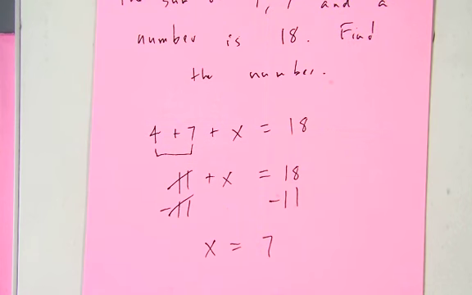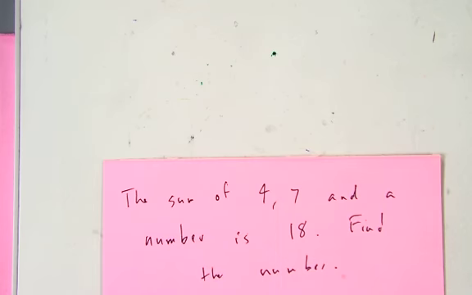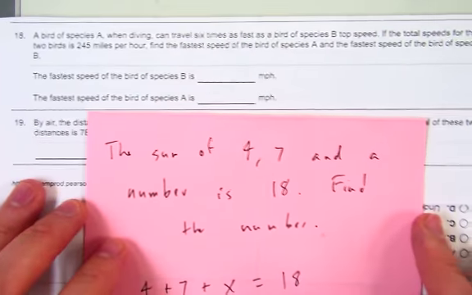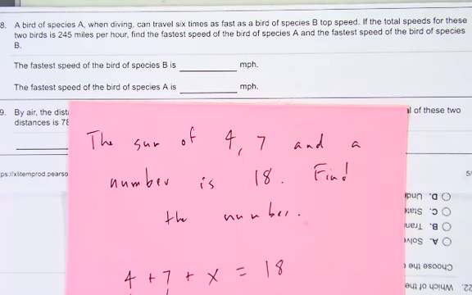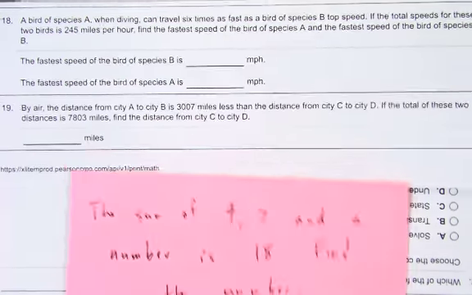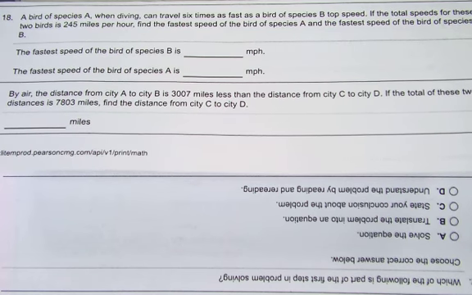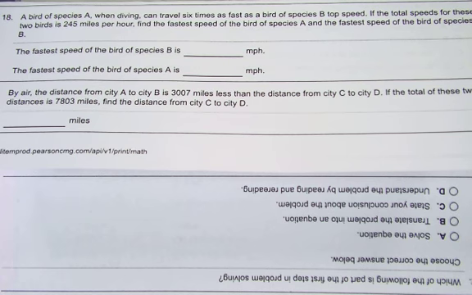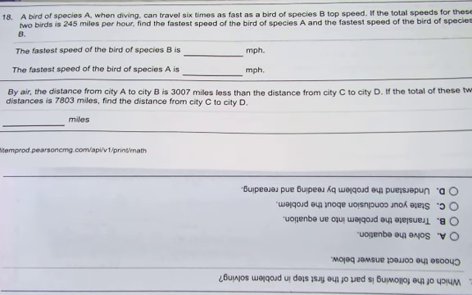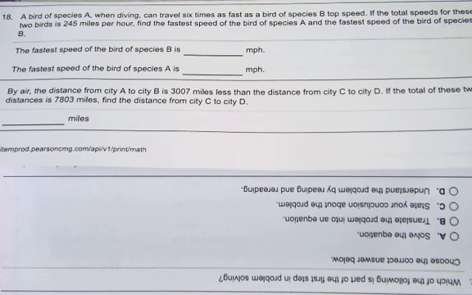So for these first few questions, it's just a matter of translating it over to make an equation and then solving to see what's left. Now, the second part of this lesson is definitely a little more involved. We're going to look at some actual application problems. I'll go ahead and throw one up here. This one says a bird of species A can travel 6 times as fast as a bird of species B. If the total speeds for these two birds is 245 miles an hour, we want to find the fastest speed for the bird of species A and the fastest speed for the bird of species B.